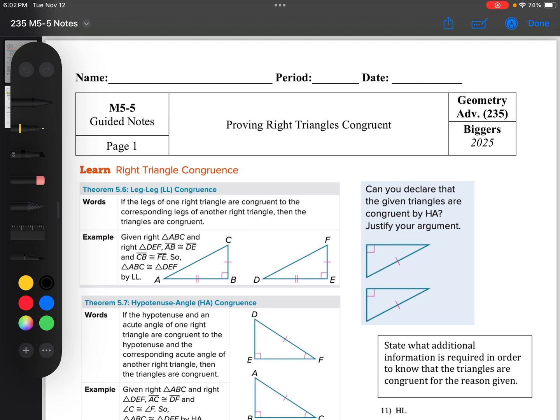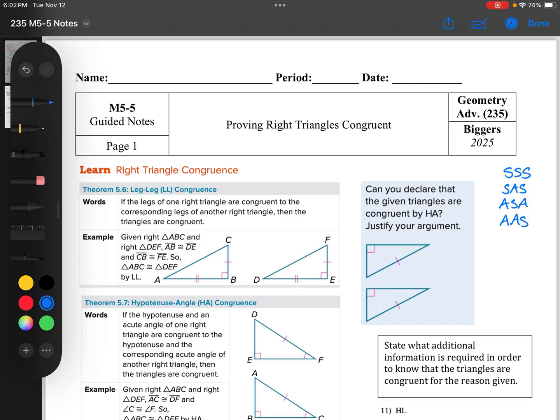Hi there, Mr. Biggers here, and today we are going to do some really quick notes on proving right triangles congruent. So up to this point, you've learned some congruence statements to prove any triangle congruent. You've learned side, side, side, side, angle, side, and you've also learned angle, angle, side.